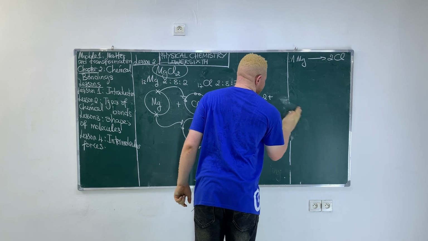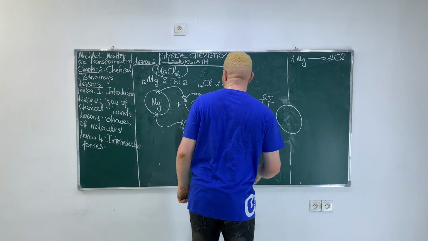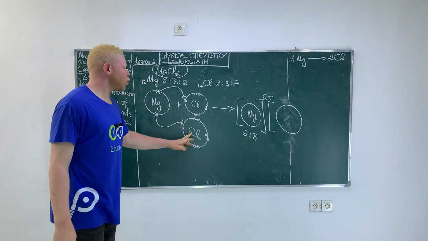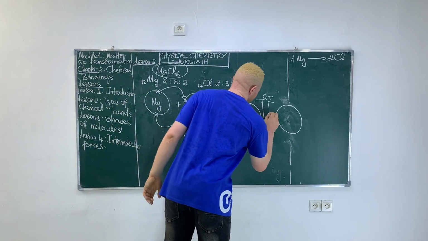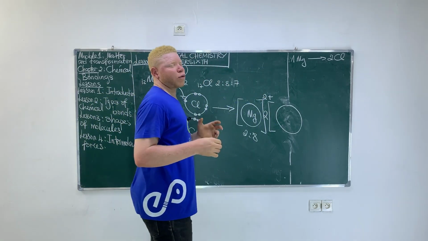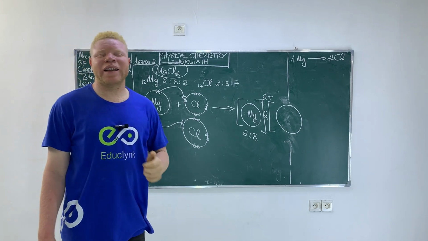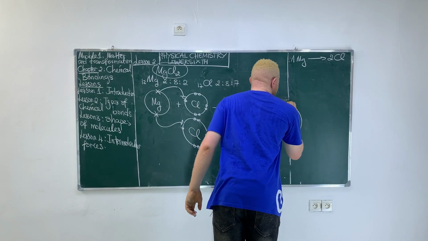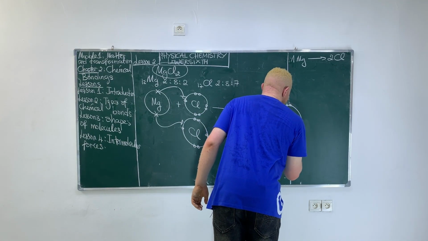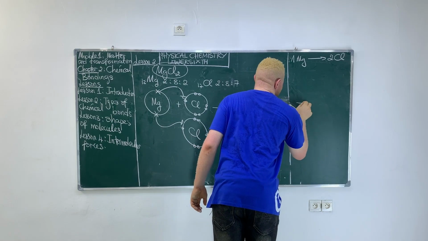Then chlorine. There are 2 chlorine atoms, such that chlorine plus chlorine is Cl2. So put 2 here, showing that there are 2 chlorine atoms. But each chlorine atom is gaining 1 electron. So here there's chlorine: 1, 2, 3, 4, 5, 6, 7, 8.